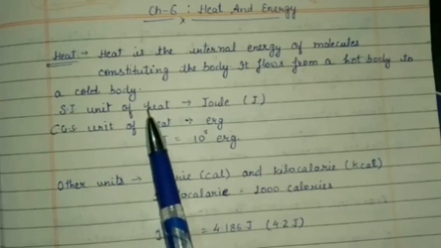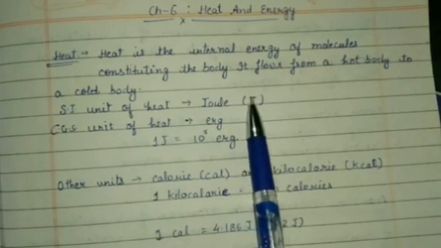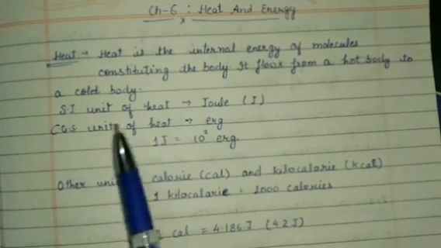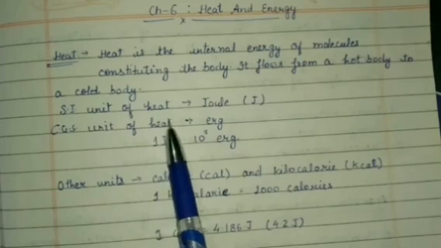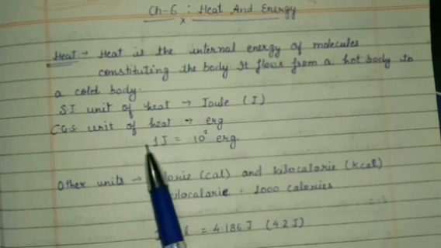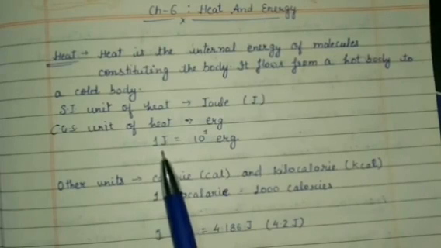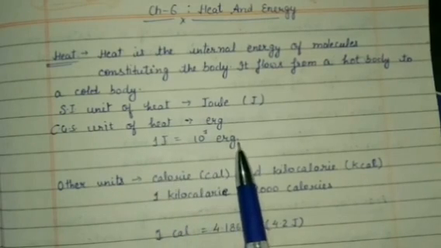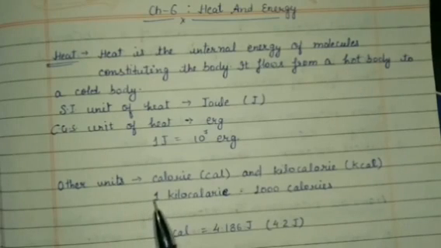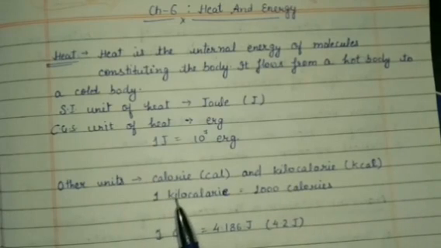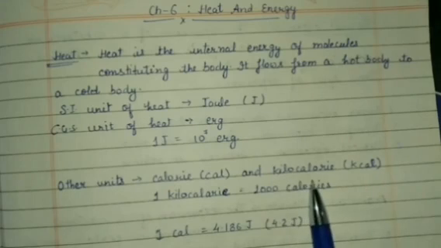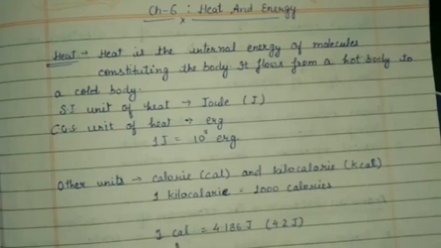The SI unit of heat is joule, abbreviated as capital J. The CGS unit of heat is erg, and the relation between joule and erg is 1 joule equals 10 to the power 7 erg. Other units used for heat are calorie and kilocalorie, and 1 kilocalorie equals 1000 calories. The relation between calorie and joule is 1 calorie equals 4.186 joule, or 4.2 joule.